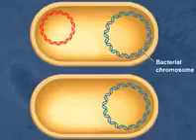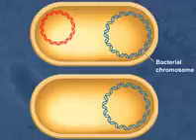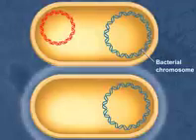Bacterial conjugation is a process of genetic transfer between bacterial cells that requires direct contact between the cells. Many, but not all, species of bacteria can conjugate. Conjugation can occur between cells of the same species or even between cells of two different species.